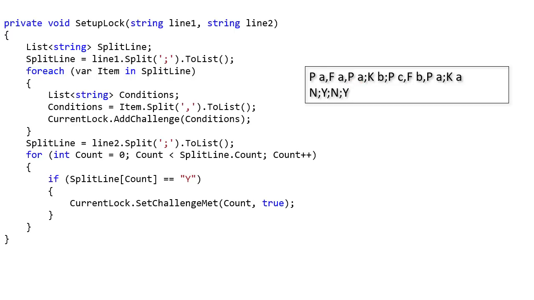It then iterates, so we've got this for each loop here. It iterates through each string in the list, splitting it using the comma as a delimiter. We saw this earlier in the load locks method, and this returns again a list called conditions. Each of these conditions is then added to the current lock object using the add challenge method, which we looked at earlier.